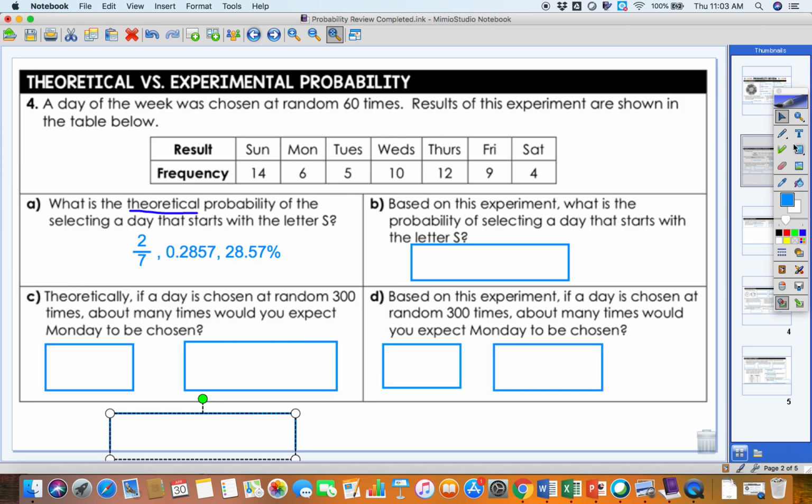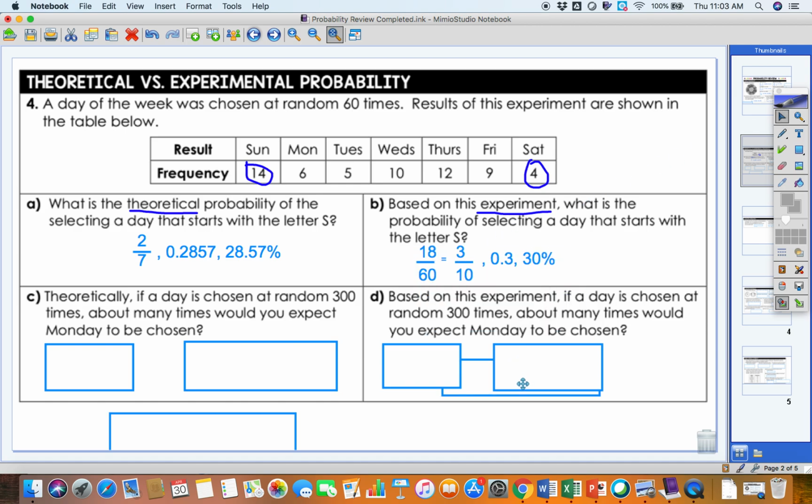But then in part B, it asks us about the experimental probability. Based on our experiment, what is the probability of selecting a day that starts with the letter S? So there we would look here, we chose Sunday 14 times and Saturday 4 times. So that means that 18 out of the 60 times we selected a day that starts with the letter S in our experiment. So that is 18 over 60, which simplifies to 3 out of 10, which is 3/10, or 30%. And if you compare them, they are pretty close to each other. Our experimental probability is a little higher.